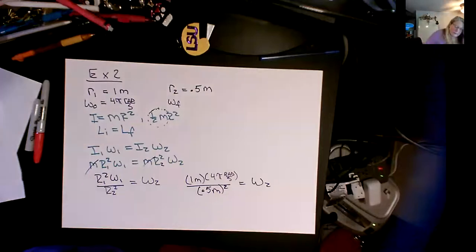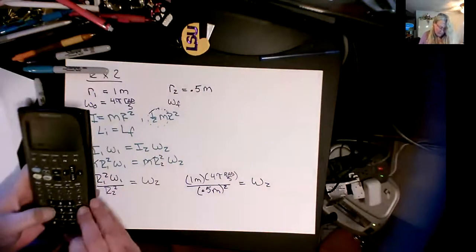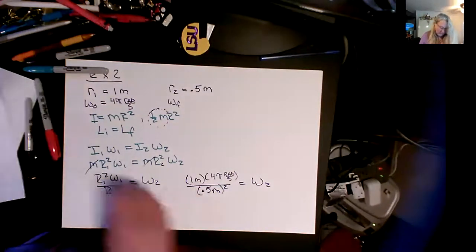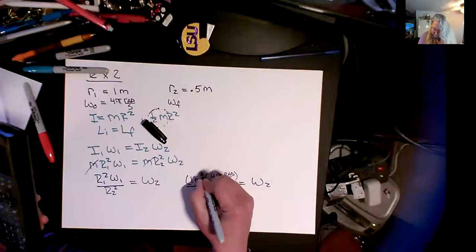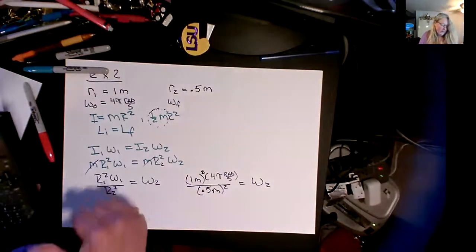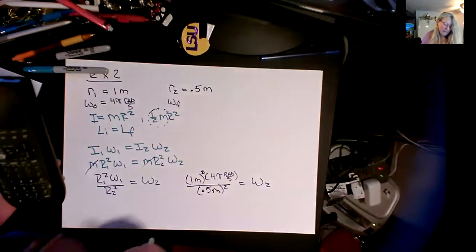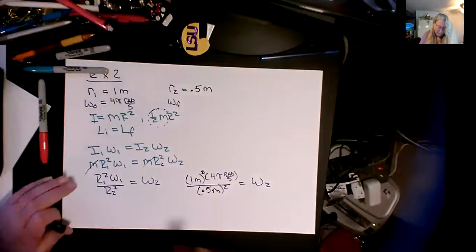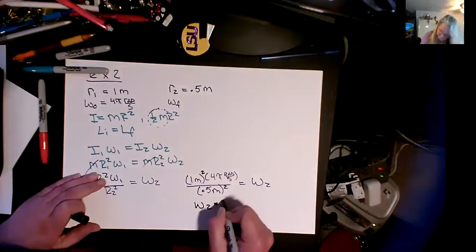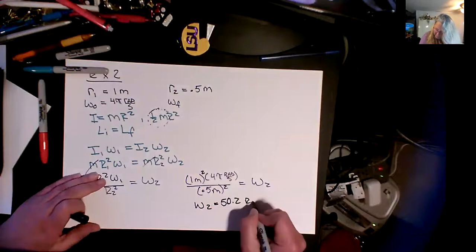So let's put that into our calculators and see what we get. So 4 times pi. I should write that that's squared even though it's 1. Still squared. Divided by 0.5 squared is, wow, moving. So omega 2 is 50.2 radians per second.